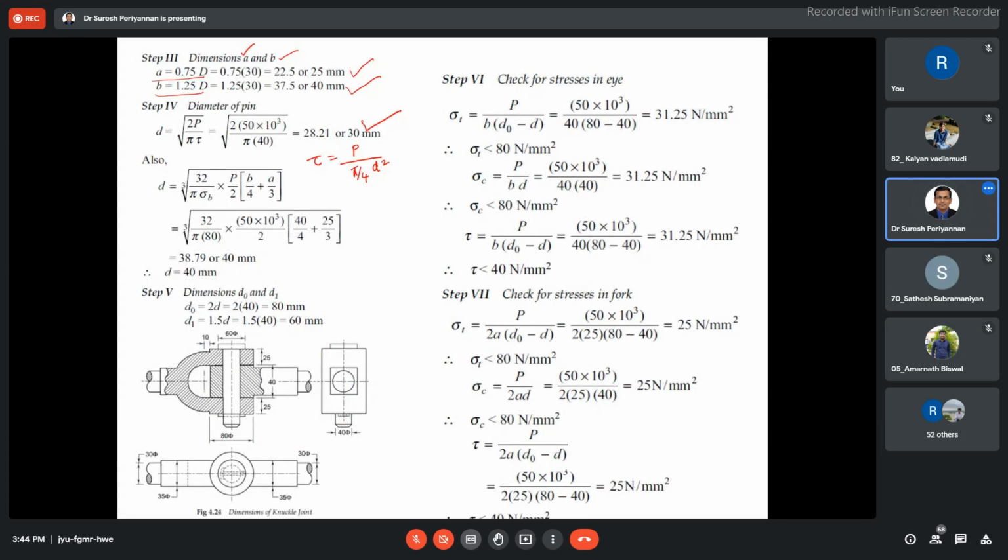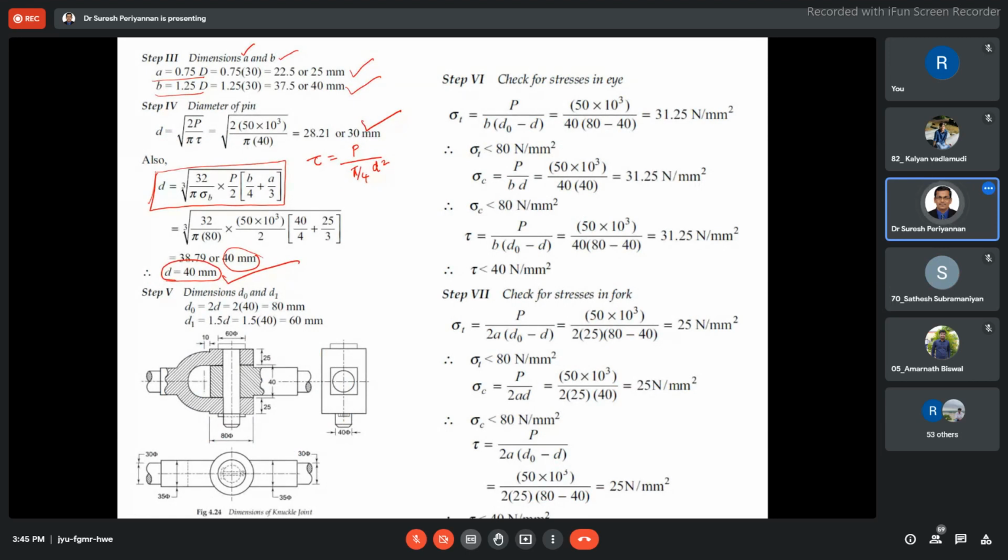But as I told you earlier, we have to follow two steps. One is the diameter of the pin based on the shearing stress. The other is the diameter of the pin based on the bending stress of the pin. The diameter based on the bending stress we found is 40 mm. Now, the higher diameter is to be considered. This is our designed diameter, considered for the design.